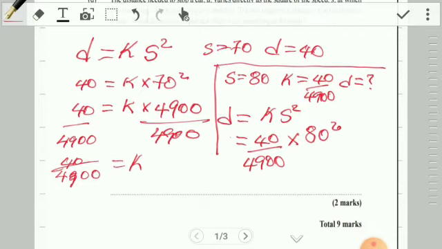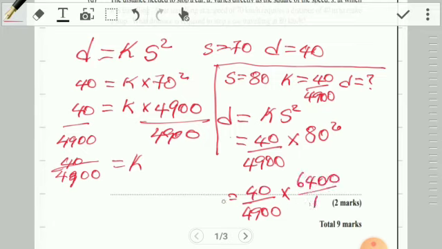All right, very good. So at this time, we're looking at 40 over 4,900 times 80 squared, which is 6400. So D is going to be a distance of 52.24 meters to stop a car traveling at 80 kilometers per hour.